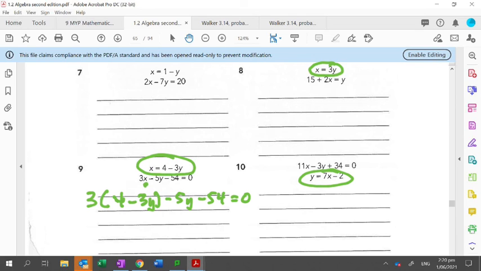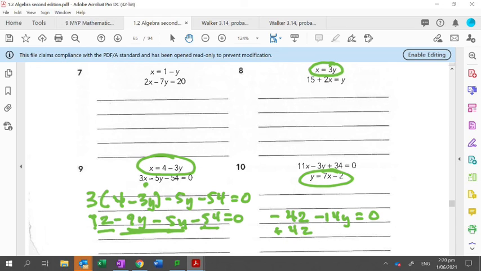Okay. All right. How would you solve this? We'd get rid of the brackets first, right? So that gives us 12 minus 9y minus 5y's minus 54 equals 0. Then we can combine our like terms on the same side. So 12 minus 54 is going to give us negative 42? Negative 9y's and negative 5y's are going to combine to make negative 14y's. And it still equals 0. Let's get our numbers away from our y's by adding 42 to both sides. So that gives me negative 14y equals 42.